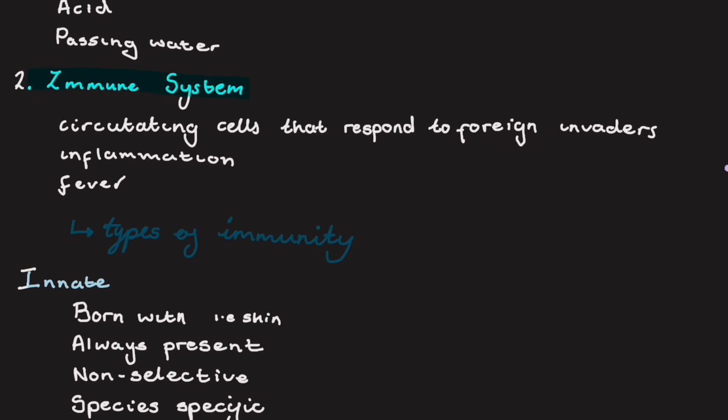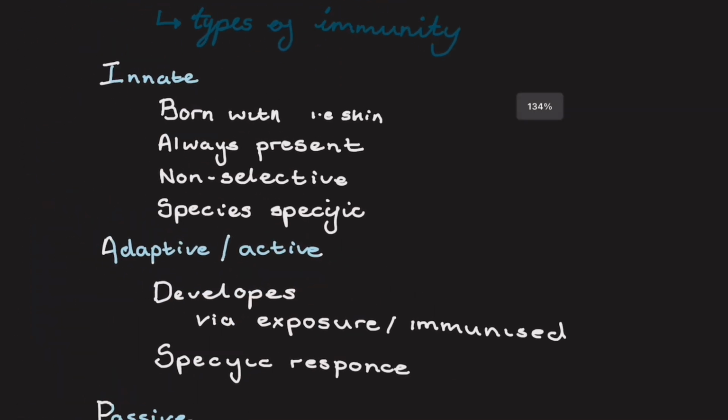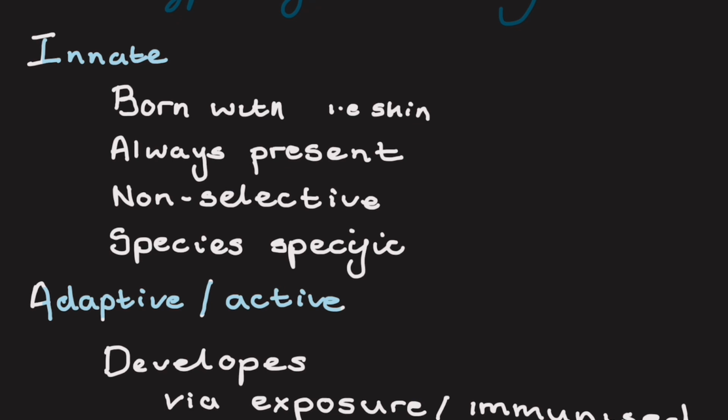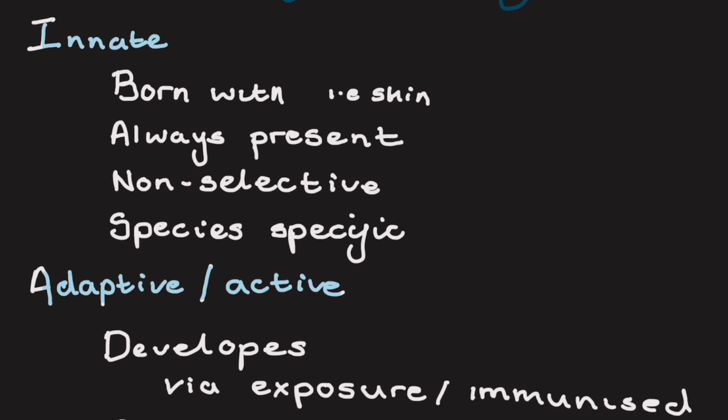Then you've got the immune system, which consists of circulating cells that recognise and respond to foreign invaders via things like inflammation and fever. And there are three types of immunity: innate, adaptive or active, and passive immunity. Innate immunity is what we're born with, so it's always present and it acts in a non-selective manner. And it's a bit species specific, so because you're born with it, humans might have an innate immunity to one bacterial pathogen, whereas say a dog might not, because we're biologically different, so it's species specific.